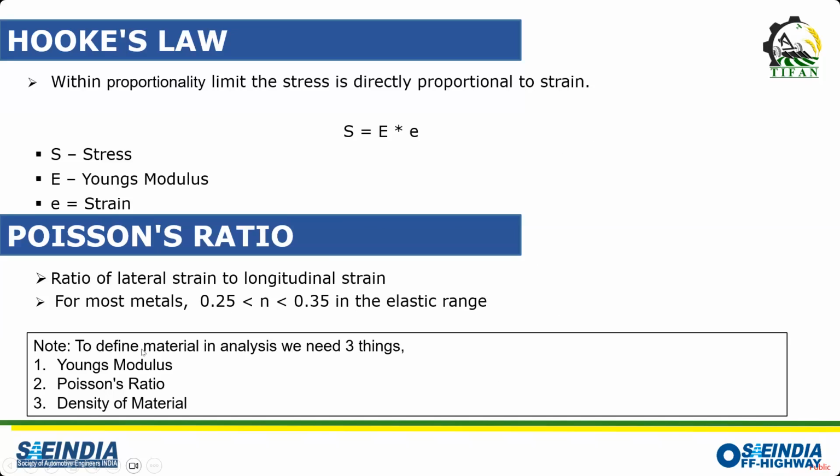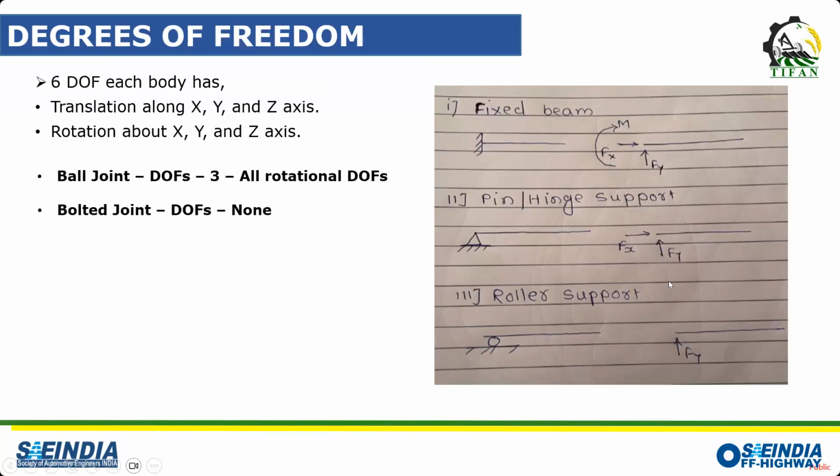To define a material for any analysis software in static analysis, we just need these three things: Young's modulus, Poisson's ratio, and density of the material. So we can go to the next slide.